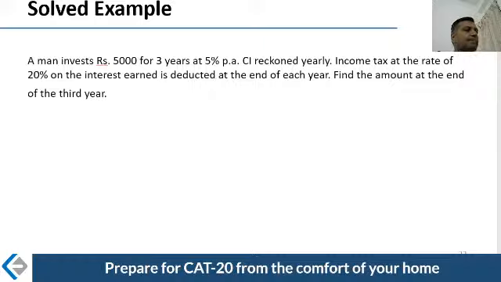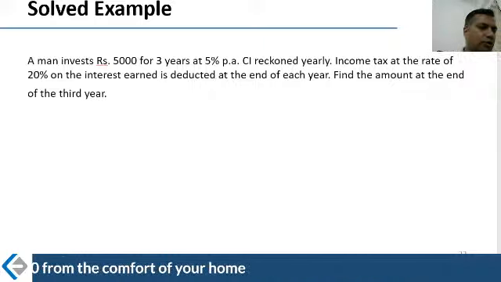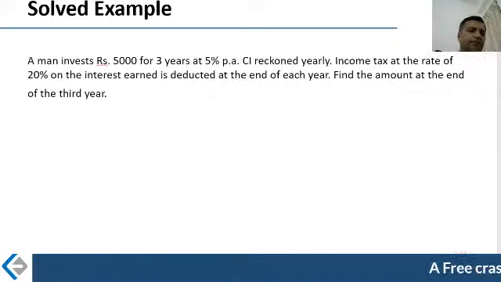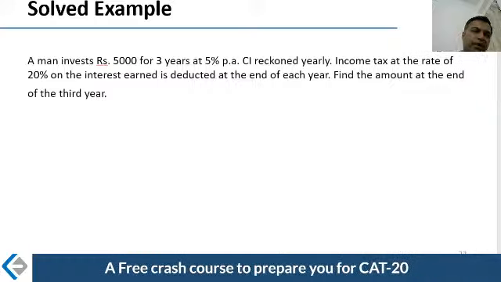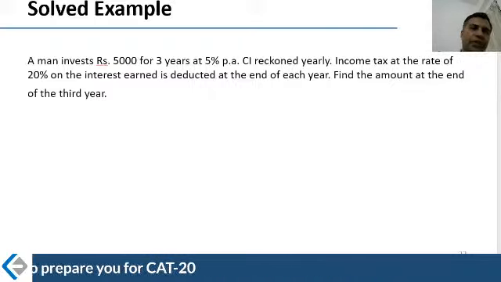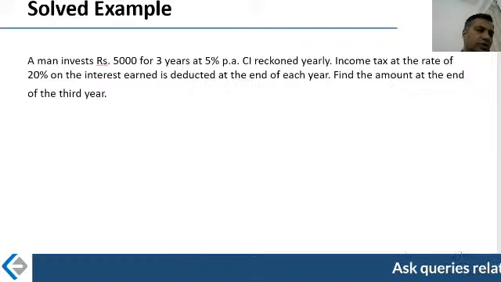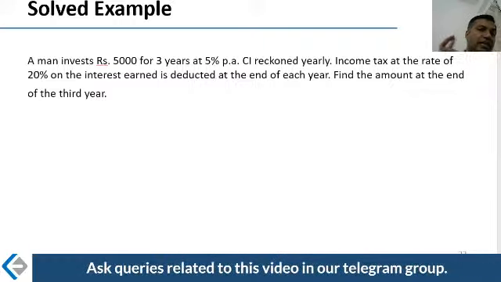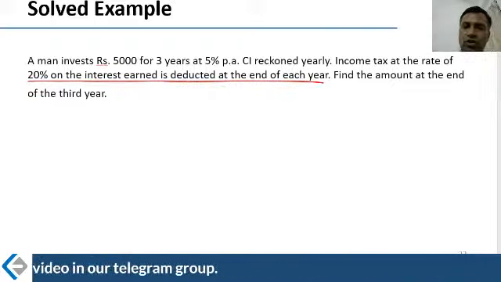Making sense. Okay, what's happening? There's a man who invests 5,000 for 3 years at 5% per annum. Compound interest is done yearly, an annual scheme, not a quarterly or half yearly scheme. Income tax at the rate of 20% is charged only on the interest amount. Whatever interest is earned, 20% of it is deducted at the end of each year. Why? What happens in the compound interest scheme?